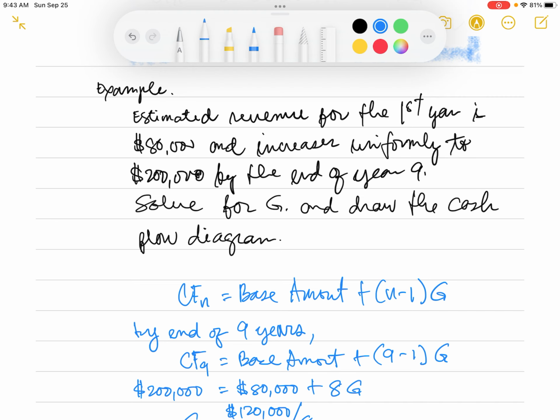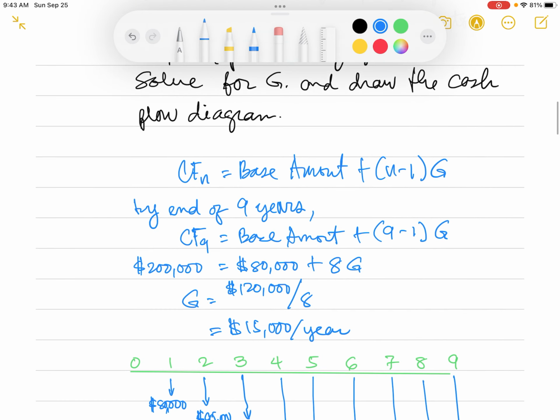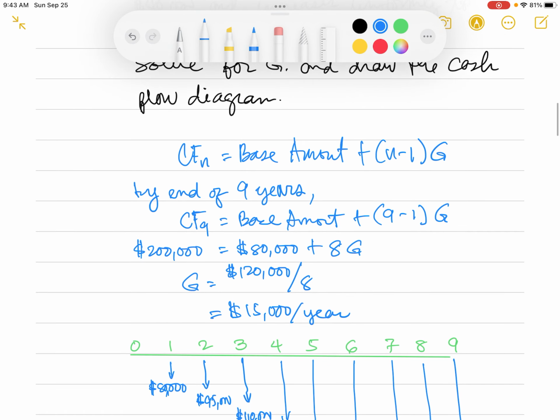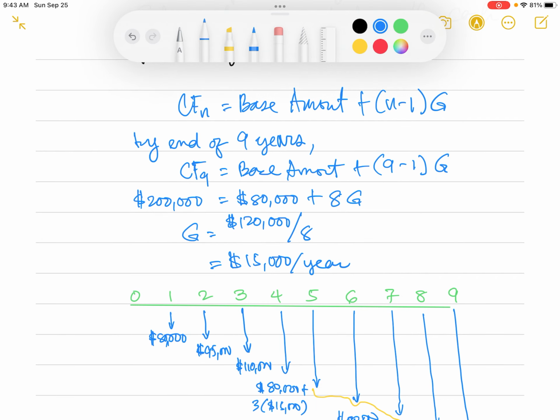So we are asked to solve for G and to draw the cash flow diagram. So we go back to our formula. The cash flow at year N, or the end of year N, is equal to the base amount plus the quantity N minus 1 times G. So by the end of the 9th year, our cash flow CF sub 9 is equal to the base amount plus 9 minus 1 times G, which, plugging in all the given numbers, we end up with 200,000 equals 80,000 plus 8G.